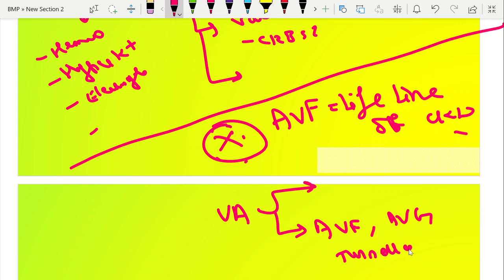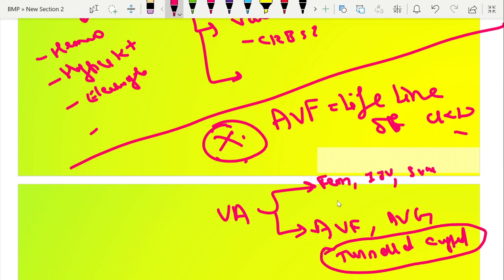Tunneled cuffed catheter. In the temporary lines, there are femoral, internal jugular, or subclavian vein direct catheters, dialysis catheters. AV fistula is called the lifeline of a CKD patient. So whenever dialysis is required for more than 7 days, the recommendation says to use the tunneled catheter rather than this one. What is the ideal duration?